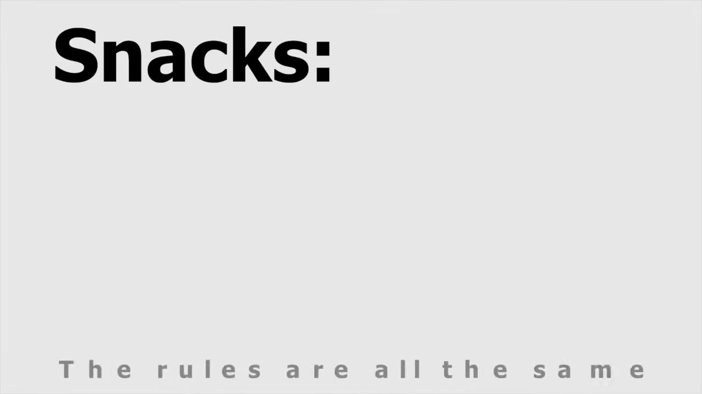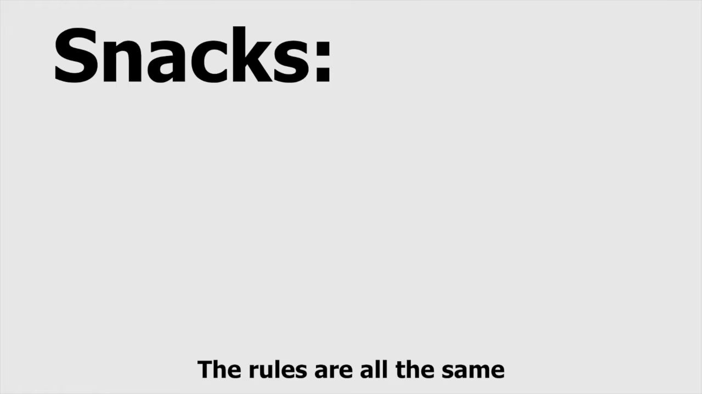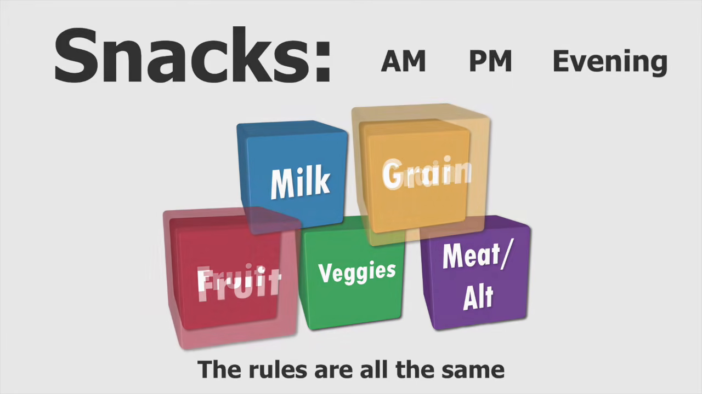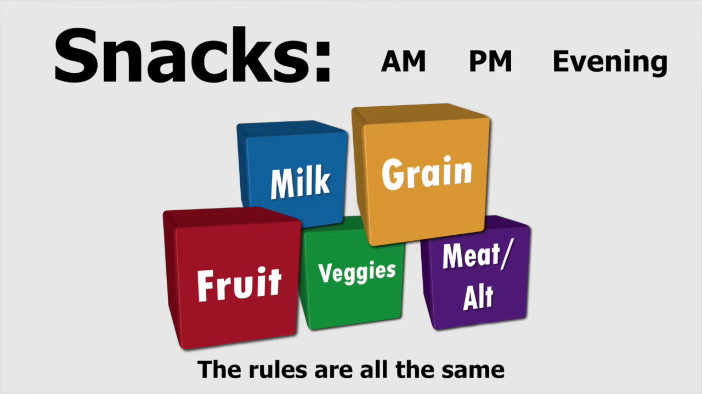All right, so we talked about the requirements of breakfast and of lunches and suppers. Now let's talk about snacks. There are 3 different names of snacks, and the rules for those are all the same. And they are AM snack, PM snack, and evening snack. Snacks are pretty simple. You just look at the 5 available building blocks and choose any 2 of them to serve. And we often get stuck serving the same snacks over and over again.